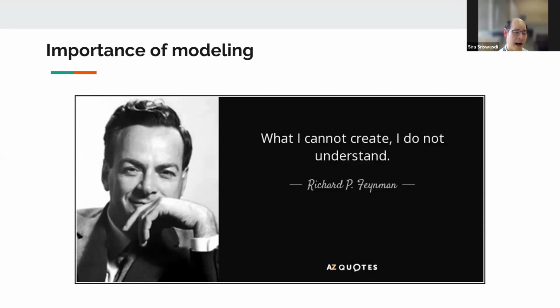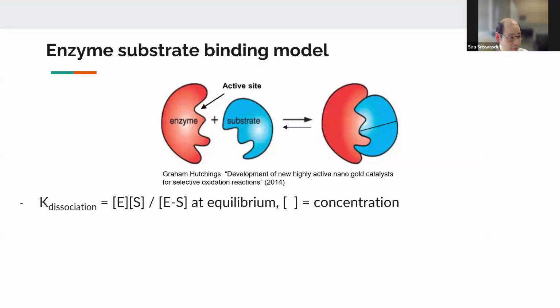You know every moving part inside the system. So let's see some example. Most of you probably have learned some undergrad chemistry. So we learn about kinetics in chemical reaction. We have enzyme and we have substrate, and we have a reversible reaction between the two. They can bind together or they can dissociate.